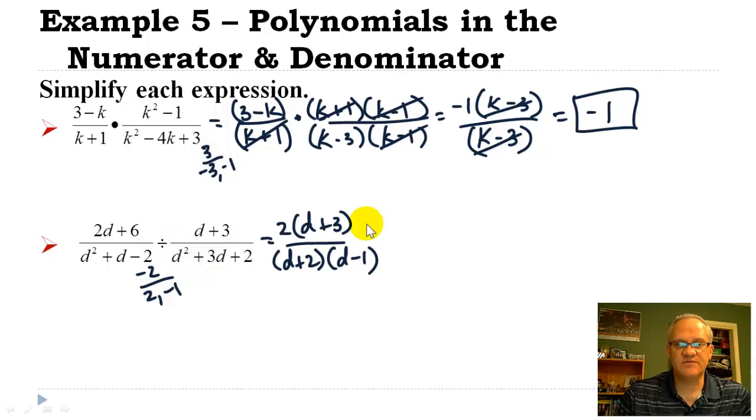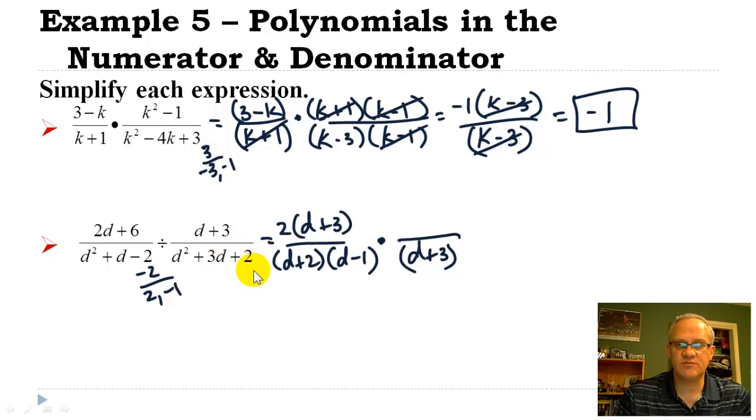Now remember, since it's division, we're going to switch it to multiplication and then flip these. That d plus 3 on the top will go down to the bottom. So we'll have a d plus 3 on the bottom. Then this trinomial will go up to the top and we'll have to factor that.